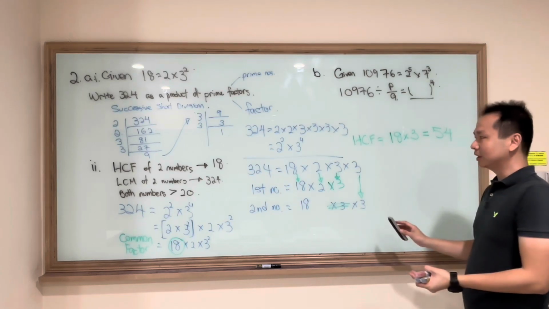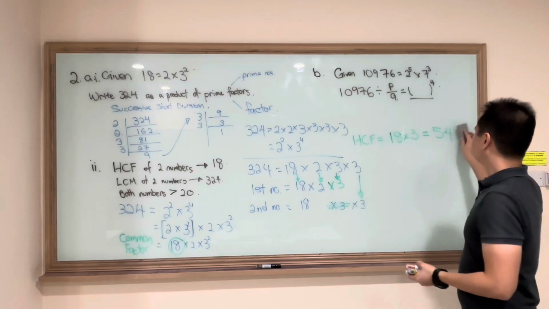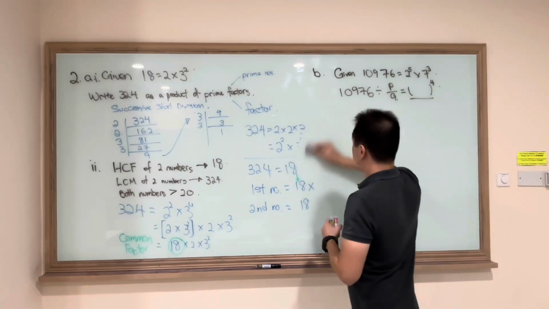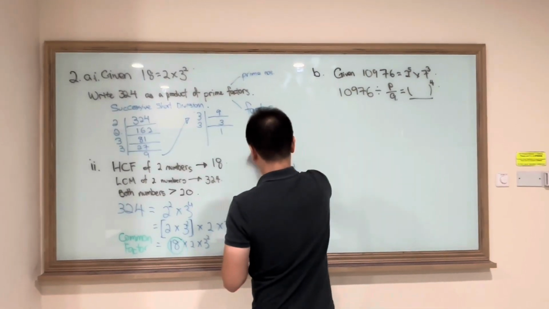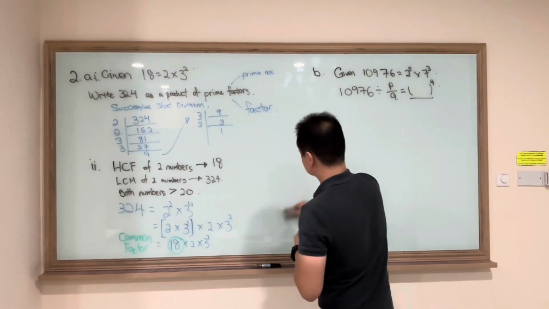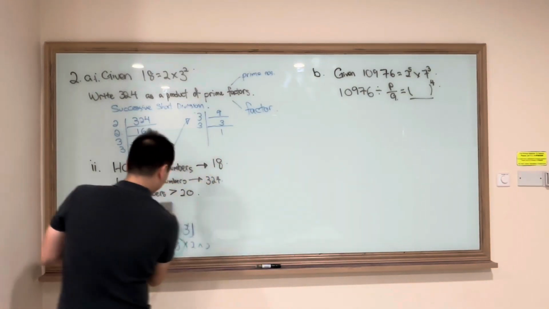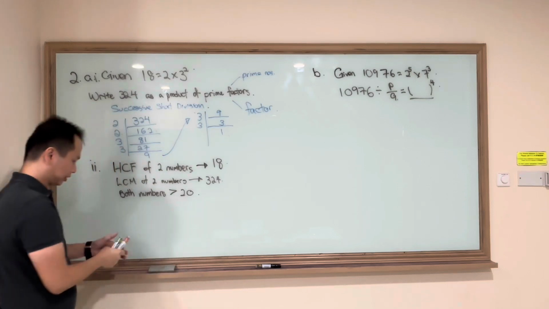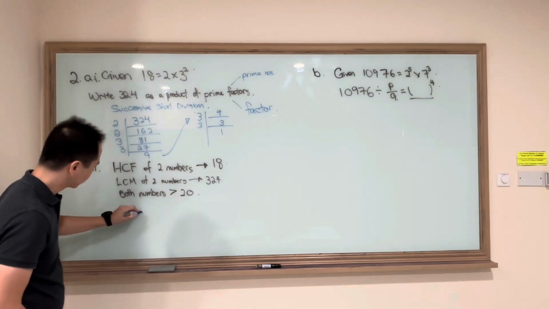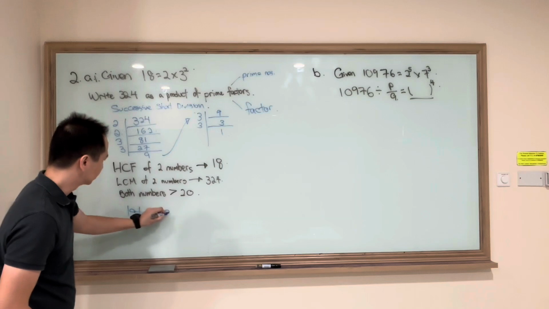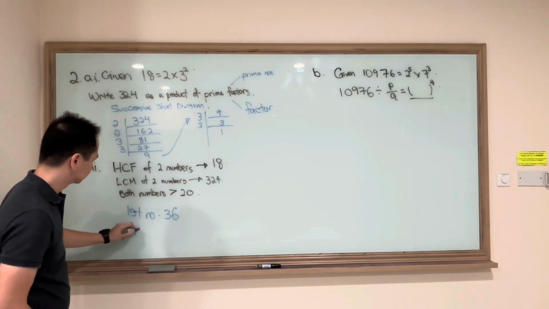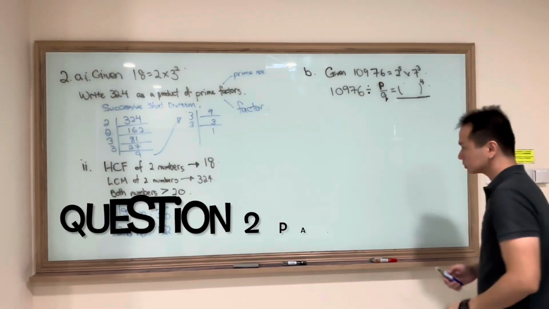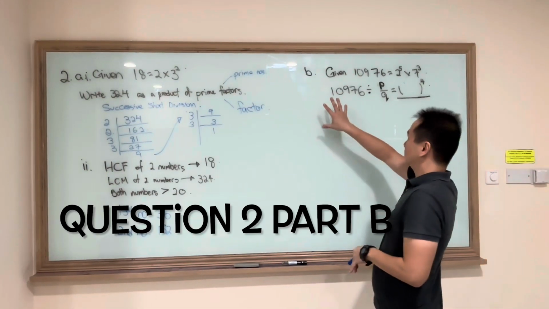Due to lack of space, I'm going to erase off. Okay, I'm going to put the answer here. First number 36. Second number 162. Alright, so now we look at part B of the question.